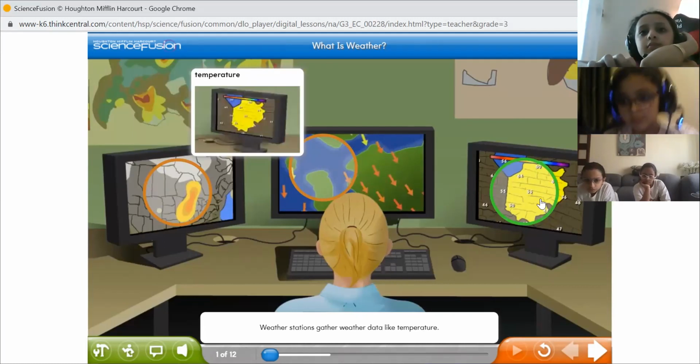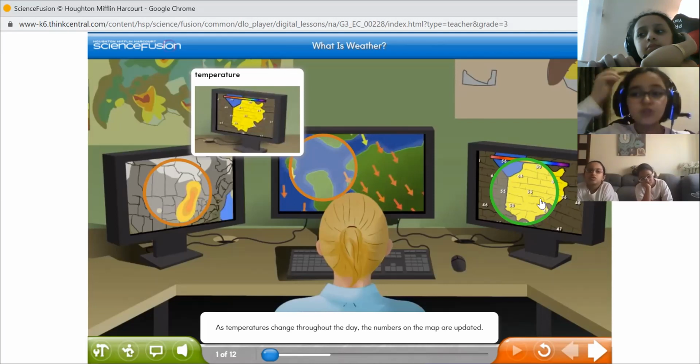Weather stations gather weather data like temperature. This data is used to make a temperature map like this one. As temperatures change throughout the day, the numbers on the map are updated.